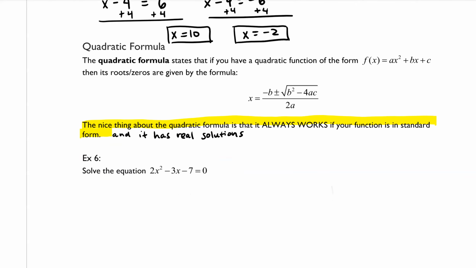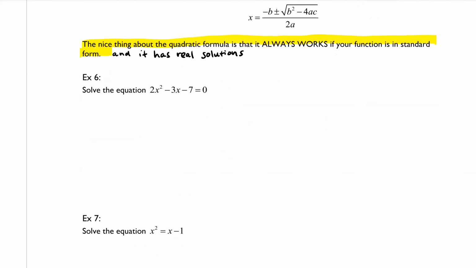Anyways, let's move down to example 6. It says solve the equation 2x squared minus 3x minus 7 is equal to 0. Okay, so we want to solve this equation, but a lot of times factoring is easier than using the quadratic formula. So why don't we try to see if we can factor this? Now notice our a term is 2, which means that if we are able to factor it, we would want to use the Xbox method.